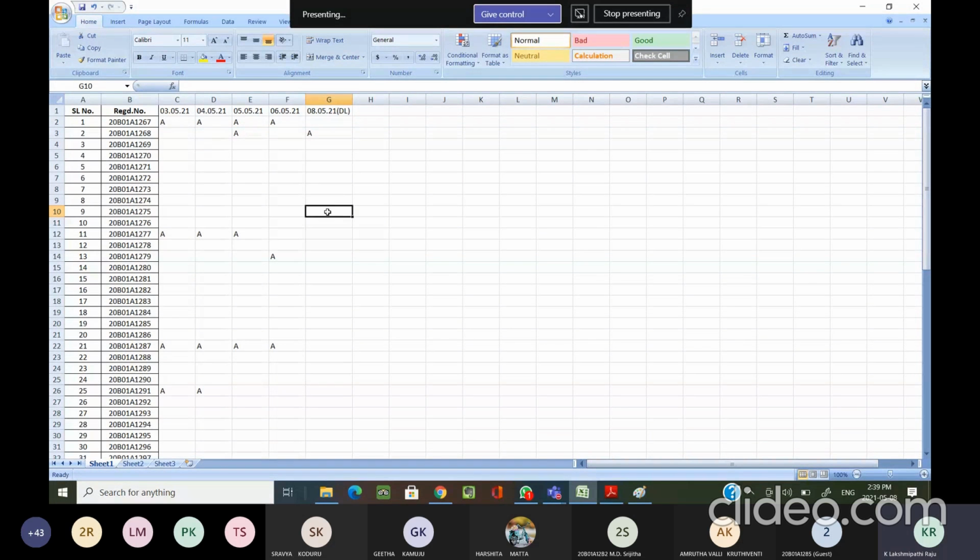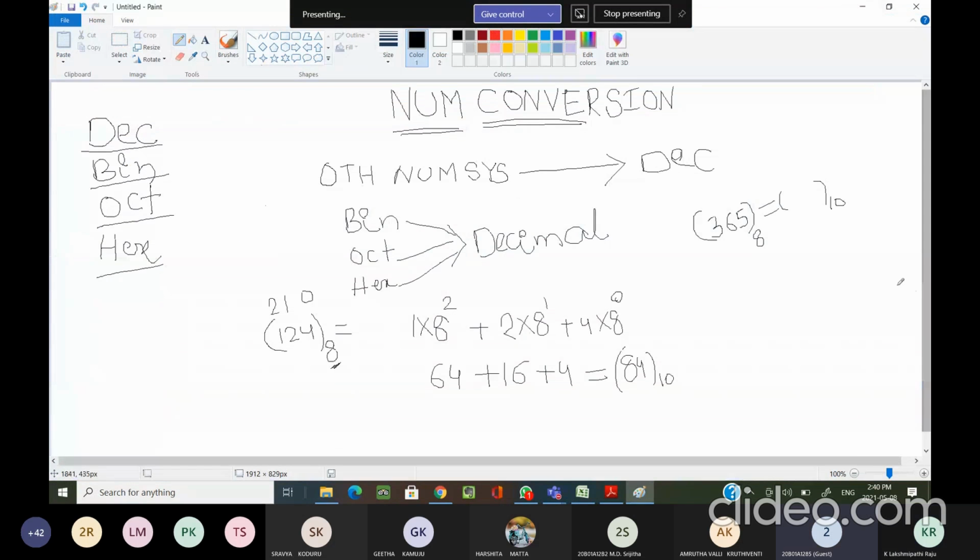I hope you are seeing the screen. Roll number 85: 365 to the base 10. You are getting the same answer. Yes, sir, 365 of base 10. If we convert this, we are getting the same answer. Okay, roll number 95: sir, I'm getting 245 to the base 10.